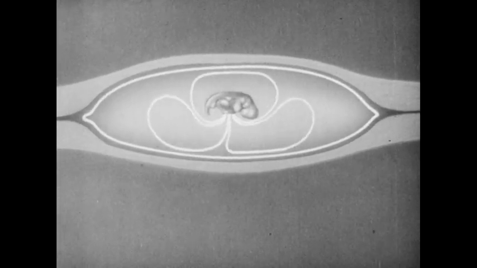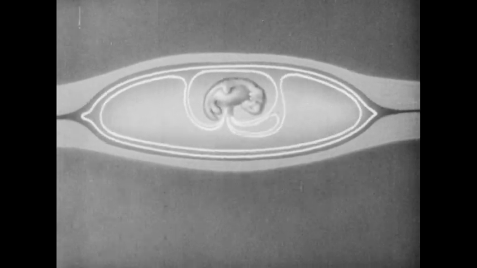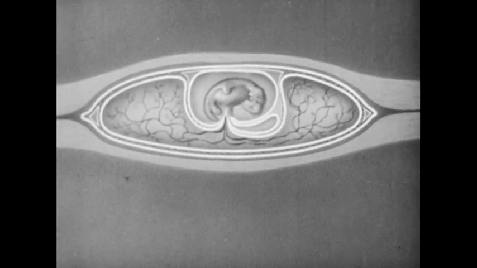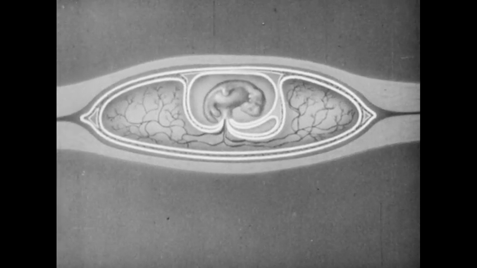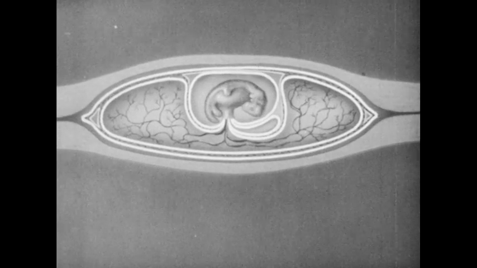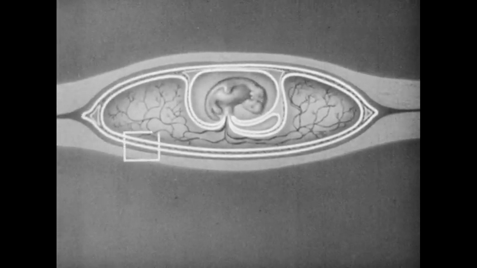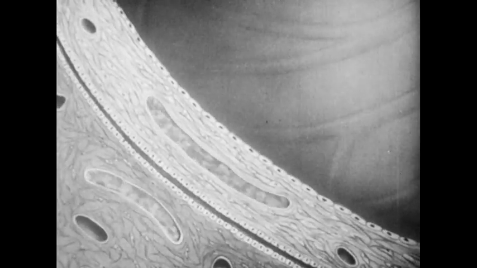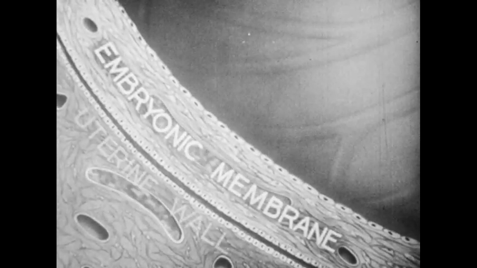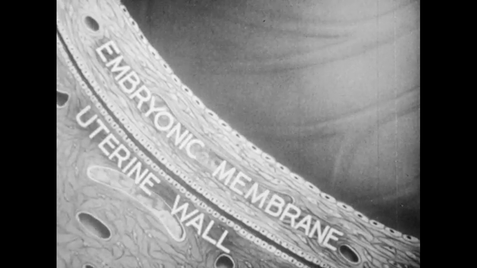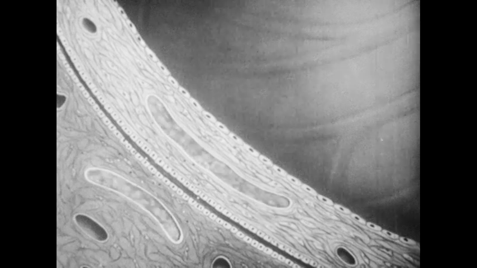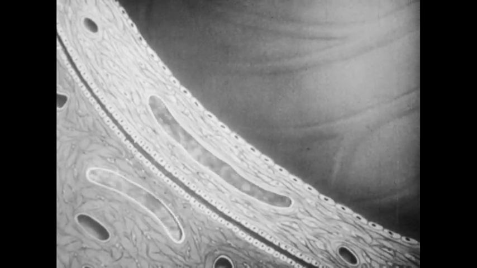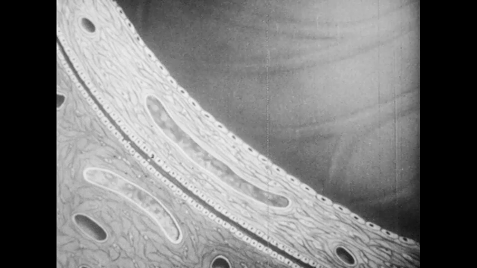It grows and carries embryonic blood vessels to the uterine wall. The region where the embryonic blood vessels come in close contact with the uterine blood vessels is called the placenta. This close relationship of the embryonic membranes and the uterine wall permits a ready passage of food and oxygen by diffusion from the mother's blood to the embryo's blood, and wastes from the embryo to the mother's blood. It must be remembered that the mother's blood never flows through the embryo.